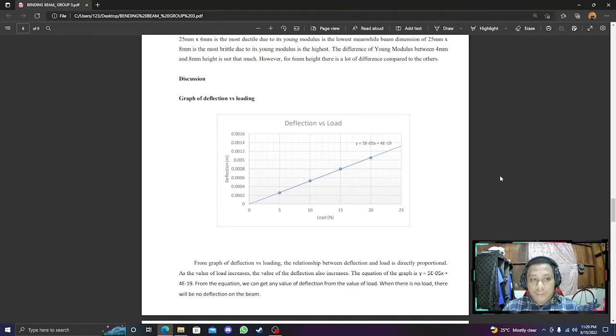I will talk about the discussion. As you can see, this is a graph of deflection versus load. From the graph, we can see the relationship between deflection and load is directly proportional. As the value of load increases, the value of the deflection also increases.